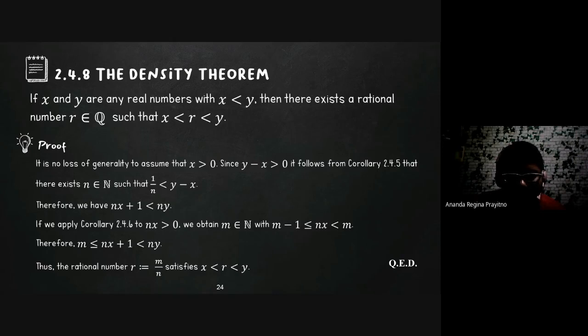It is no loss of generality to assume that x is greater than 0. Since y minus x is greater than 0, it follows from corollary 2.4.5 that there exists n in the natural numbers such that 1 over n is less than y minus x. Therefore, we have nx plus 1 less than ny. If we apply corollary 2.4.6 to nx greater than 0, we obtain m in the natural numbers with m minus 1 less than or equal to nx, which is less than m. Therefore, m is less than or equal to nx plus 1, which is less than ny. Thus, the rational number r defined as m over n satisfies x less than r and r less than y.